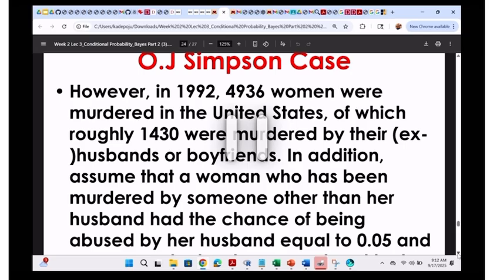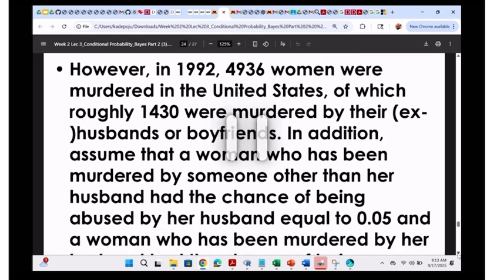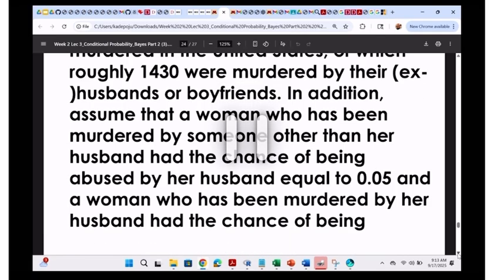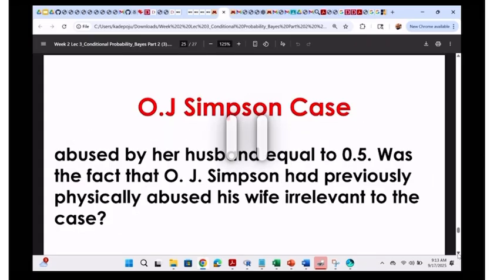4,936 women were murdered in the United States, of which roughly 1,430 were murdered by their ex-husband or boyfriends. Now, in addition, assuming that a woman who has been murdered by someone other than her husband had a chance of being abused by her husband is equal to 0.05. Okay, and a woman who has been murdered by her husband had a chance of being abused by her husband equals 0.5. Okay, we have this data set.